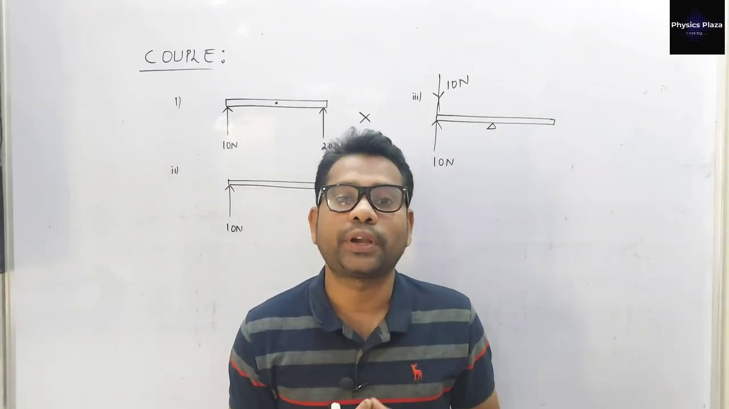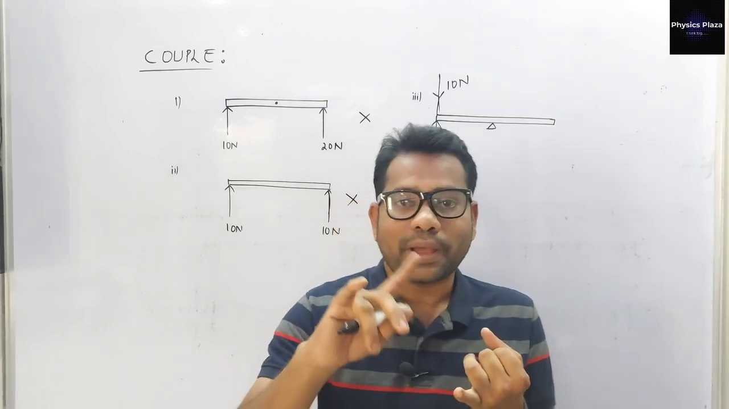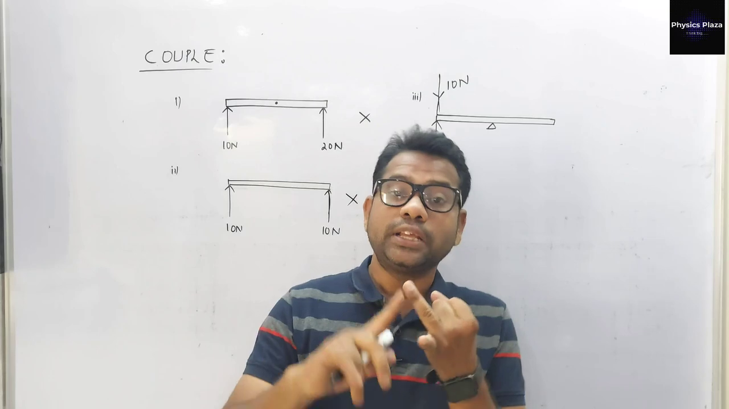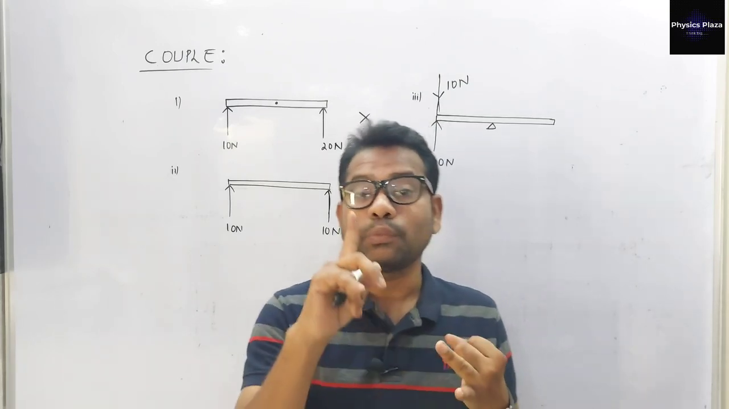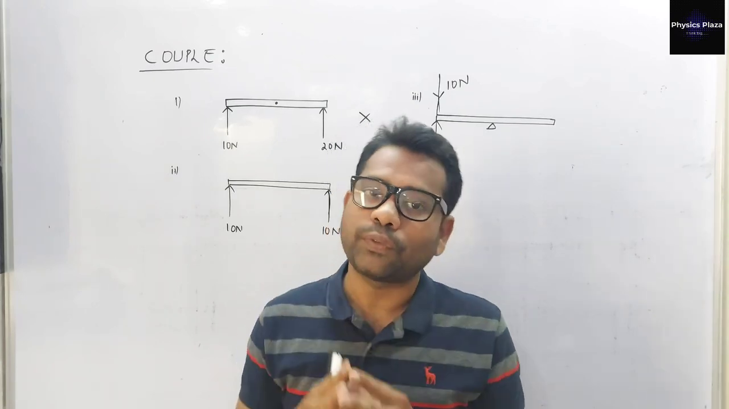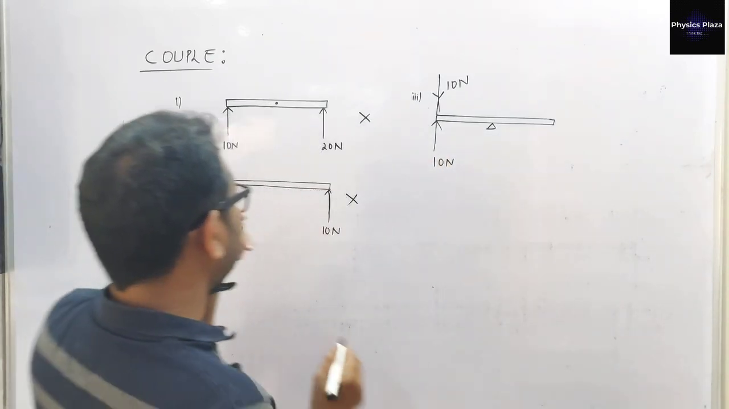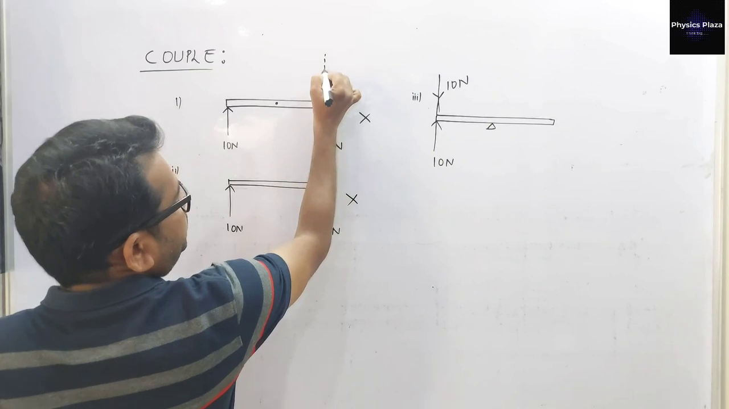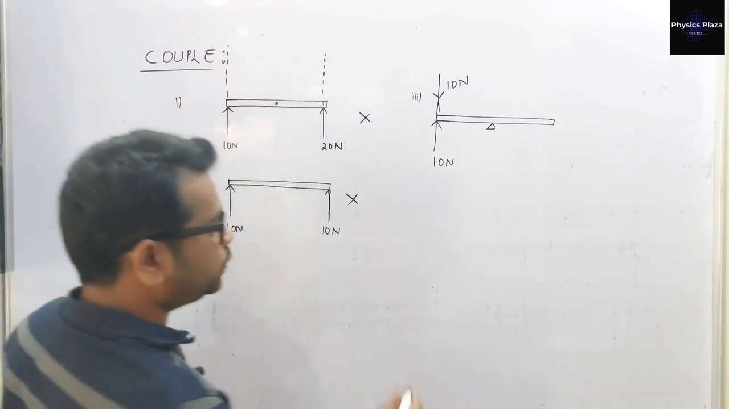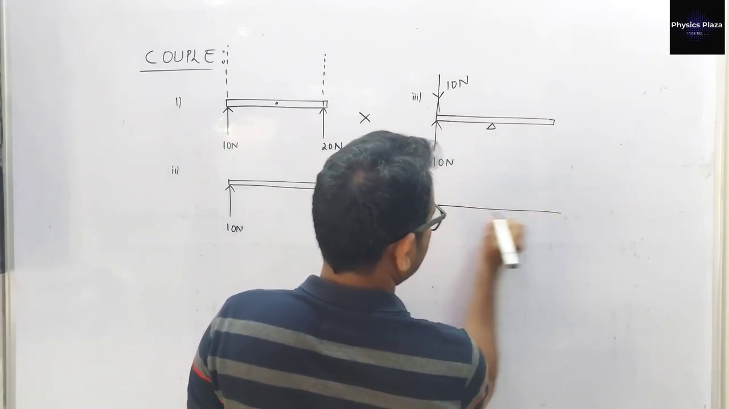Children, very, very important. Two forces should have the same magnitude, fine. They should be parallel, fine. They should be opposite, fine. And one more very, very important thing. They should not act along the same line of action of force. What is the line of action of force? Children, look here. Here, the line of action of force is this. Here, the line of action of force is this. It's very, very important. So, let me just show you.